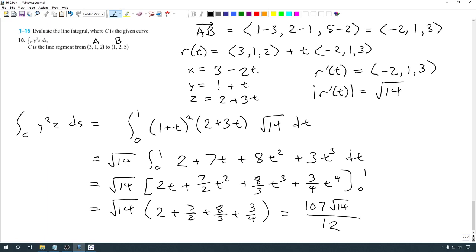All right, so in the next video, we're going to look at a different type of line integral that's somewhat related to what we're doing here, but a little bit different. So meet me there.